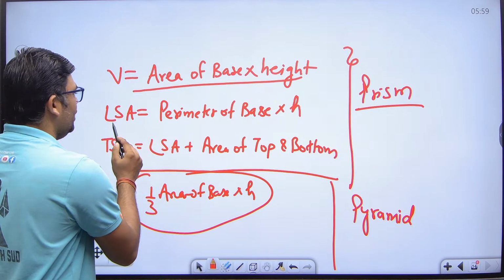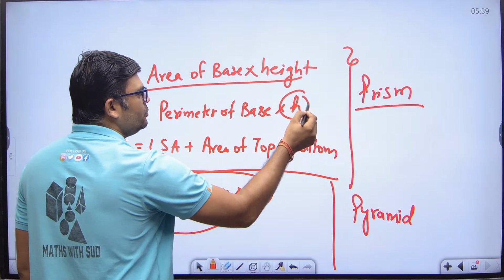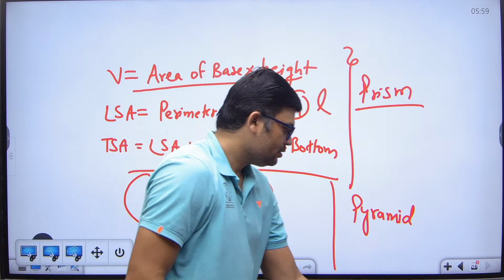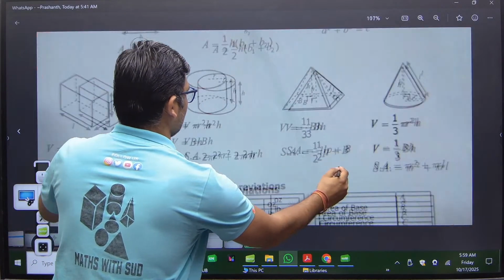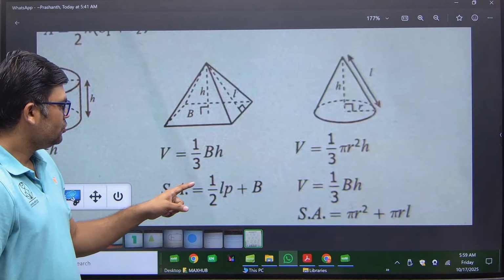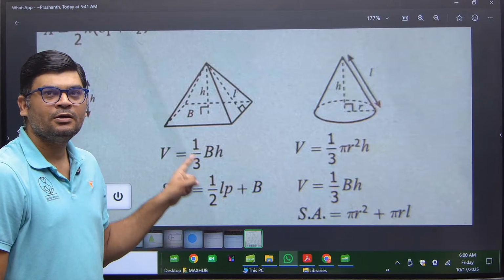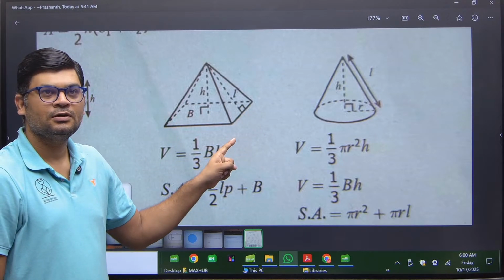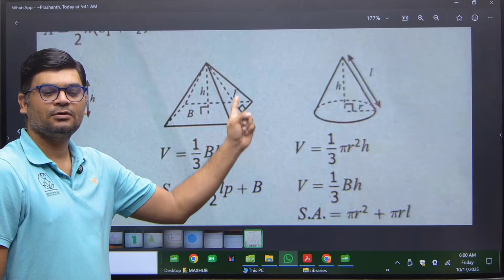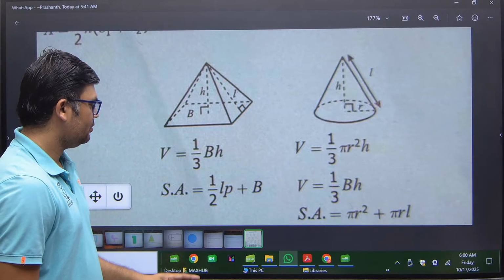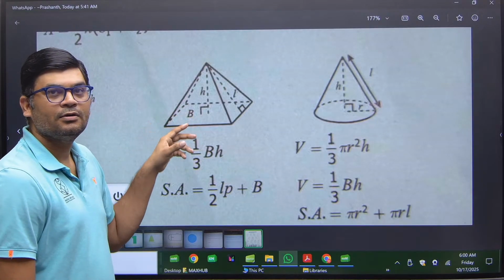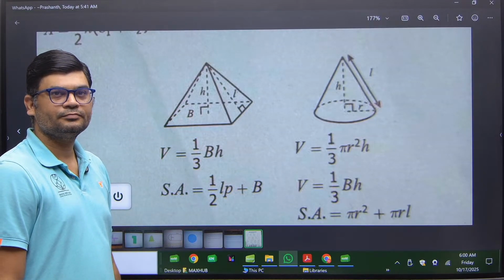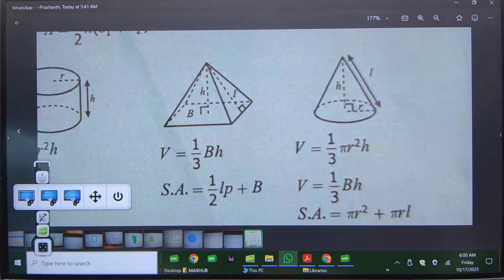And for lateral surface area, instead of height, we used L, slant height. So you can see in this formula, half into L into P. What is P? Perimeter of the base. What is L? Slant height. Plus B. B is the base area. Are you getting it?